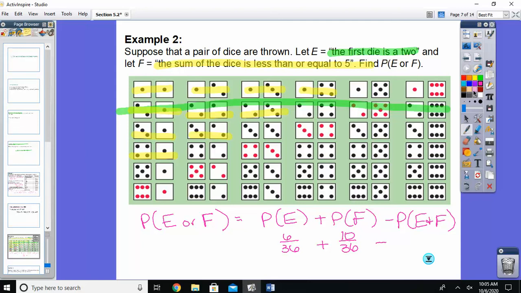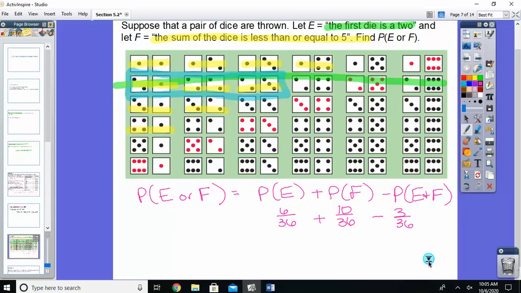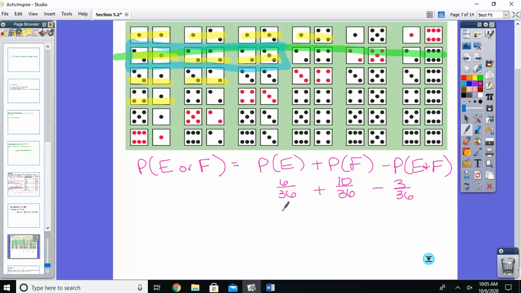Minus, how many did we double count? 3. These 3 got counted into both groups, so I have to subtract off that 3 out of 36. So that gives me 13 out of 36, 0.3611.